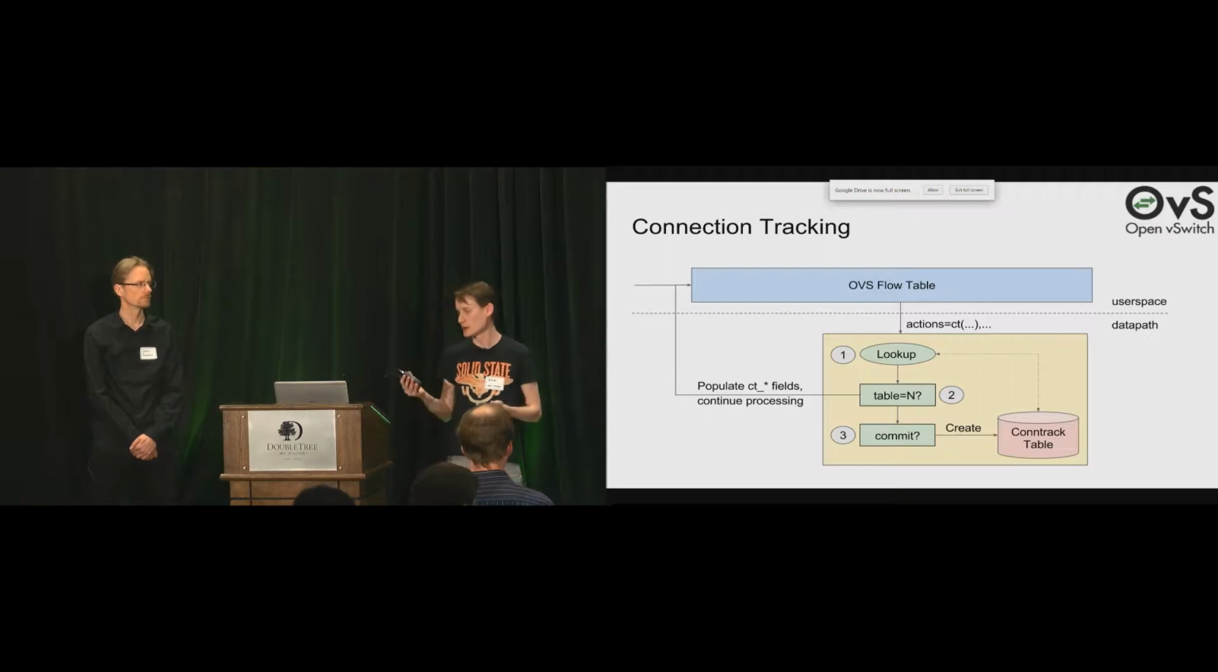So secondly, you can recirculate a packet through to another table in the OVS pipeline. And this provides access to all of the CT state, all the connection tracking state values that are available in the conntrack table. And finally, we expose this commit flag, which allows the controller to decide which of the connections that it's actually going to store in that database.